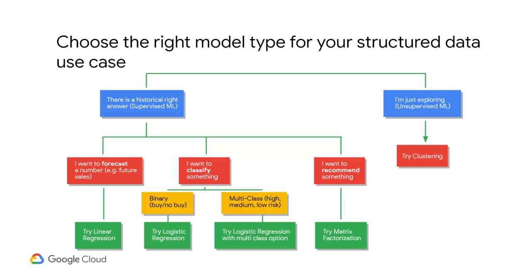The first question is what kind of activity you're engaging in. Is there a right answer or ground truth that exists in your historical data that you want to model? You'll see later in BigQuery ML that you can just specify model type equal linear regression and BigQuery handles the rest for you. What didn't you see here that you may have heard of?